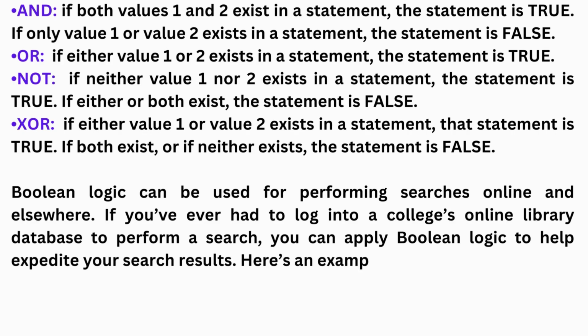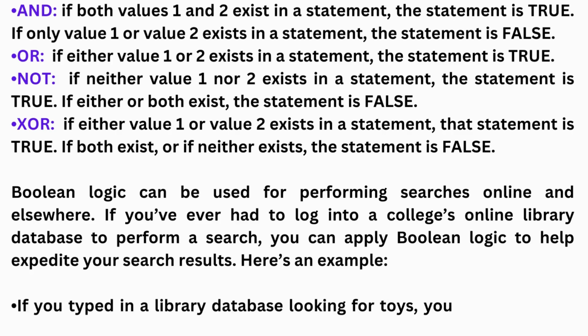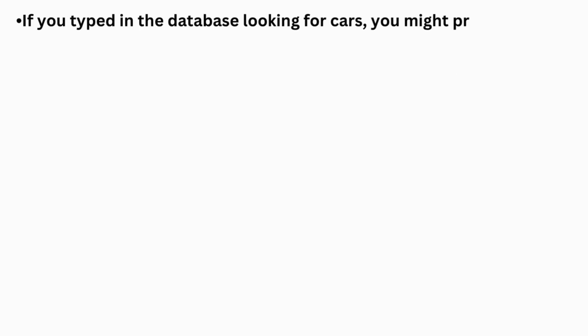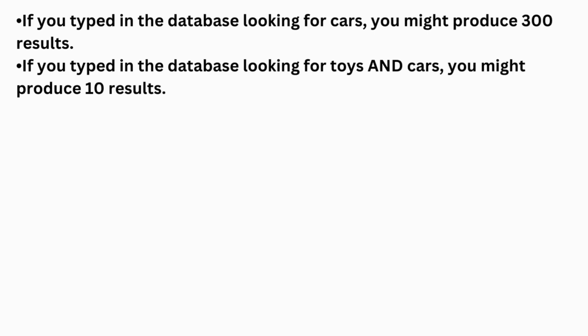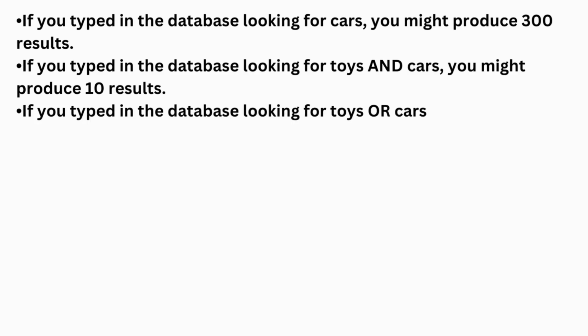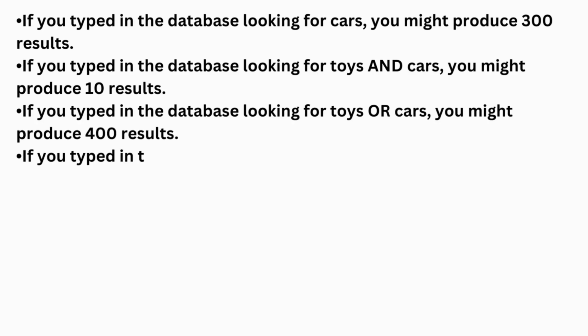Here is an example. If you typed in a library database looking for toys, you might produce 244 results. If you typed in the database looking for cars, you might produce 300 results. If you typed in the database looking for toys and cars, you might produce 10 results. If you typed in the database looking for toys or cars, you might produce 400 results. If you typed in the database looking for toys not cars, you might produce 200 results.